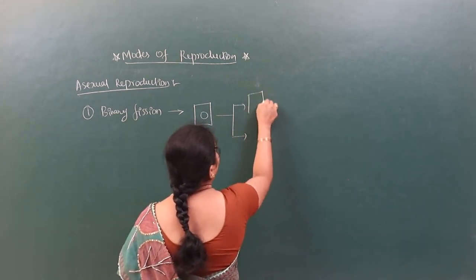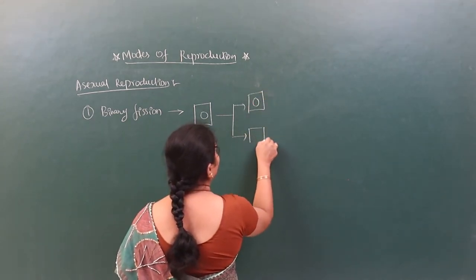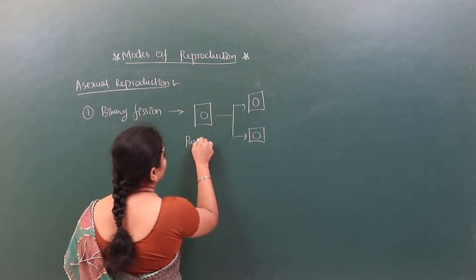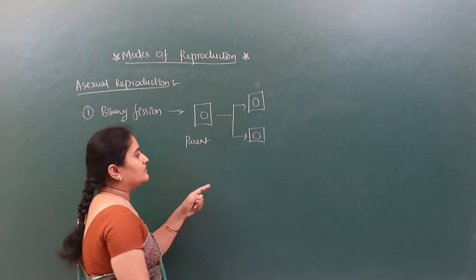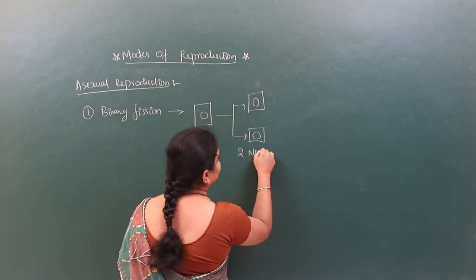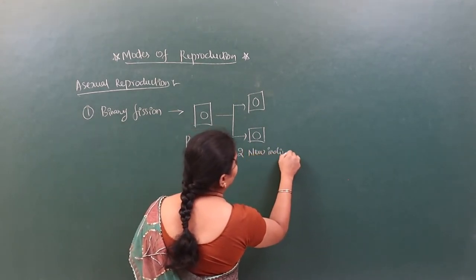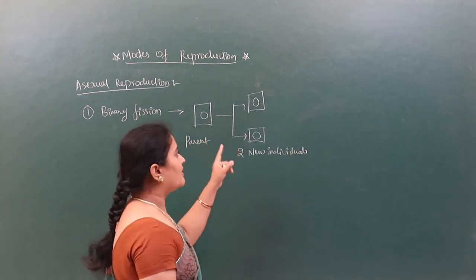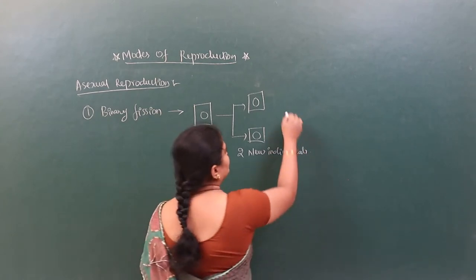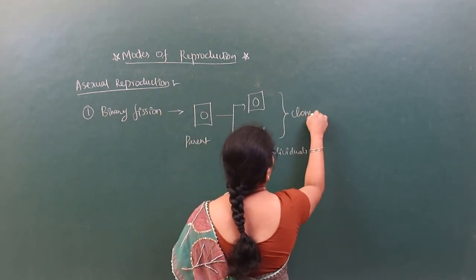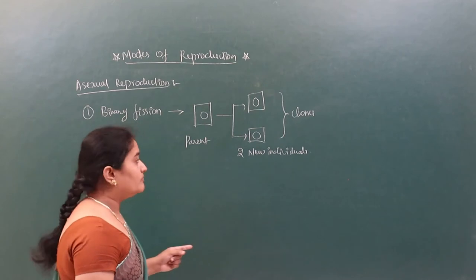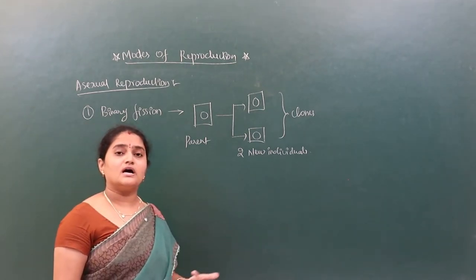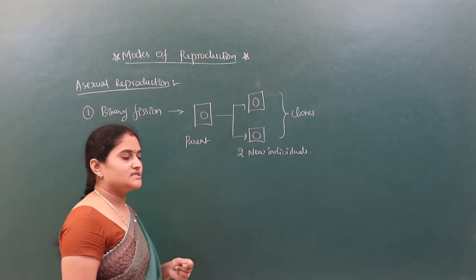giving rise to new offsprings by the division process. So this one parent will give rise to two new individuals, and these are considered clones because they are similar in their structures. So where can you observe this binary fission? This binary fission is observed in unicellular organisms.